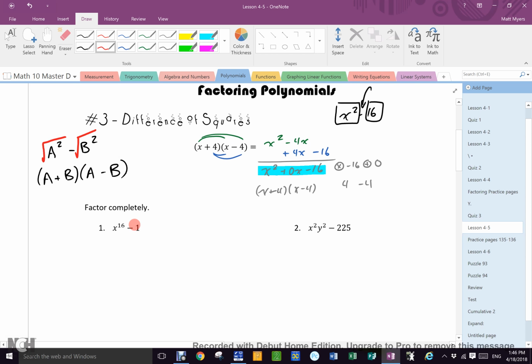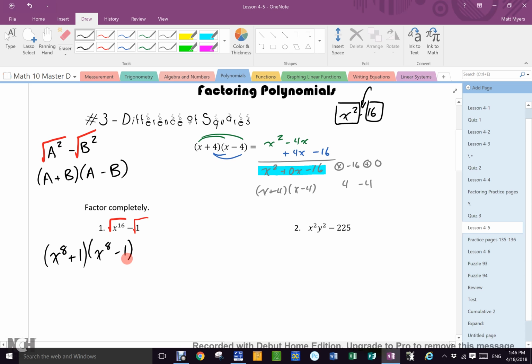So I just follow the rules. I square root the first one. What is the square root of x to the 16th? X to the 8th. And then I add the square root of the second one. What's the square root of 1? 1. Everybody agree? What's the second part of the expression? X to the 8th minus 1. Am I done?